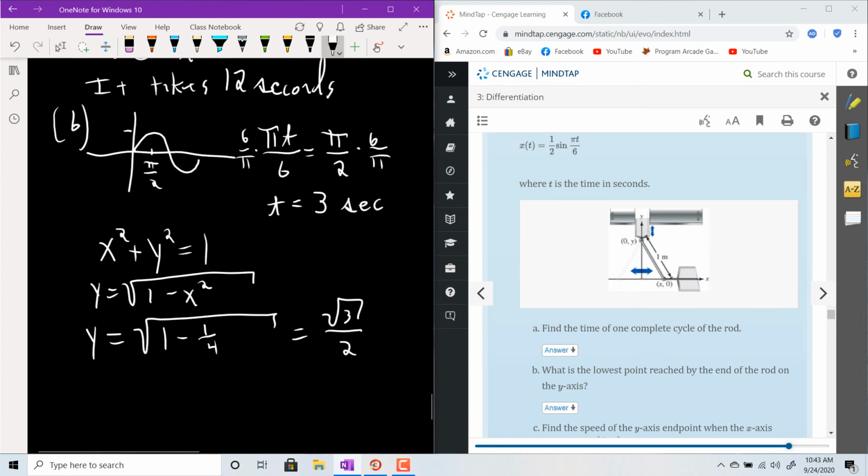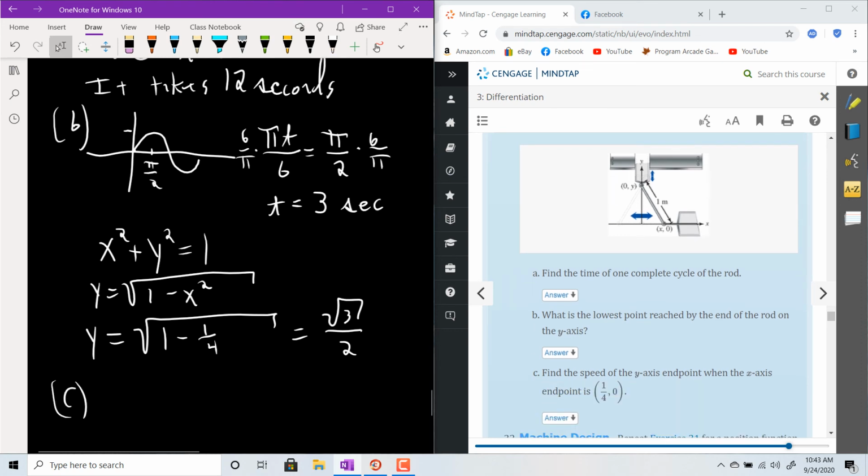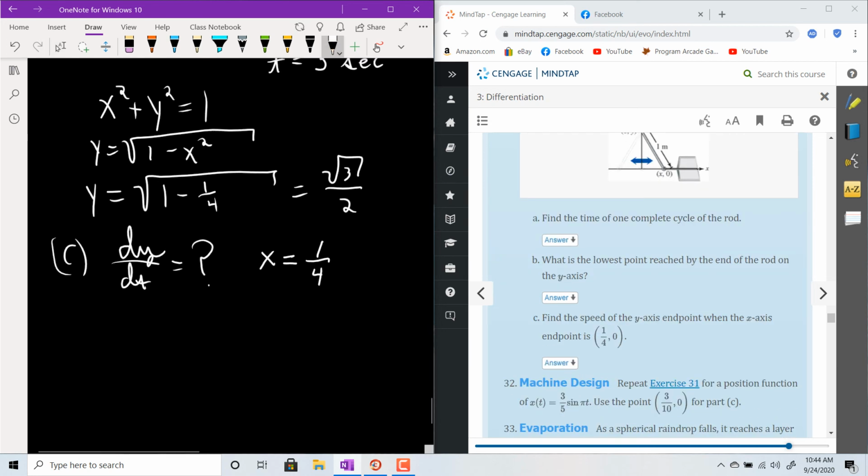Right. So part C then, find the speed of the y-axis endpoint when the x-axis endpoint is 1/4. So this is the related rates part. They want to know the rate of change of y with respect to t when x is equal to 1/4. Okay, so let's dive in there.